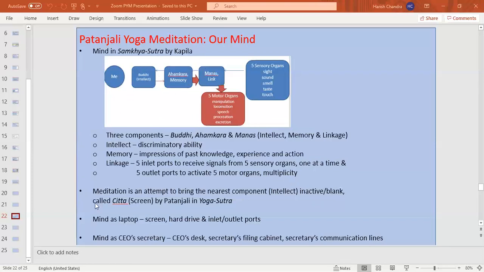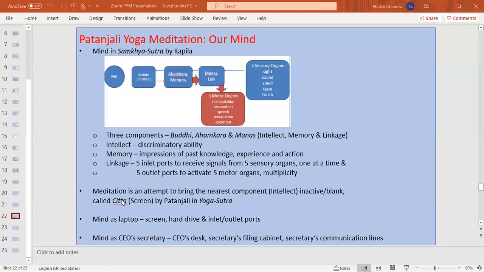And this is where meditation is an attempt to bring the nearest component, because I am watching this here. This is kind of, the whole world is here for me. So it's like a desktop I am watching inside my skull somewhere in a cave, but it appears I am watching the external world around me. But actually, I am just watching that screen. So meditation is an attempt to bring the nearest component of mind, namely this intellect, making it inactive or blank. If you imagine this is like a screen, then I want to make it blank.